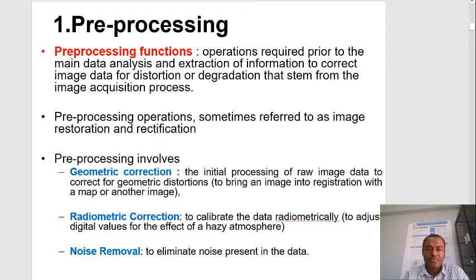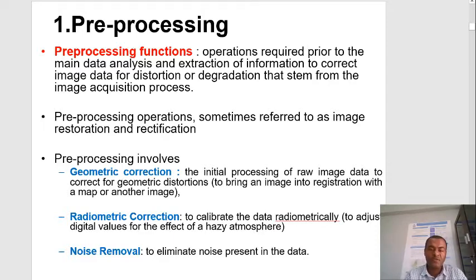So the error that is going to be registered, that is going to be captured together with the essential information about Earth's objects, you will find these two pieces of information captured in one image. So what you need to do is to separate this error, this distortion, from the required information. So that is what pre-processing is.